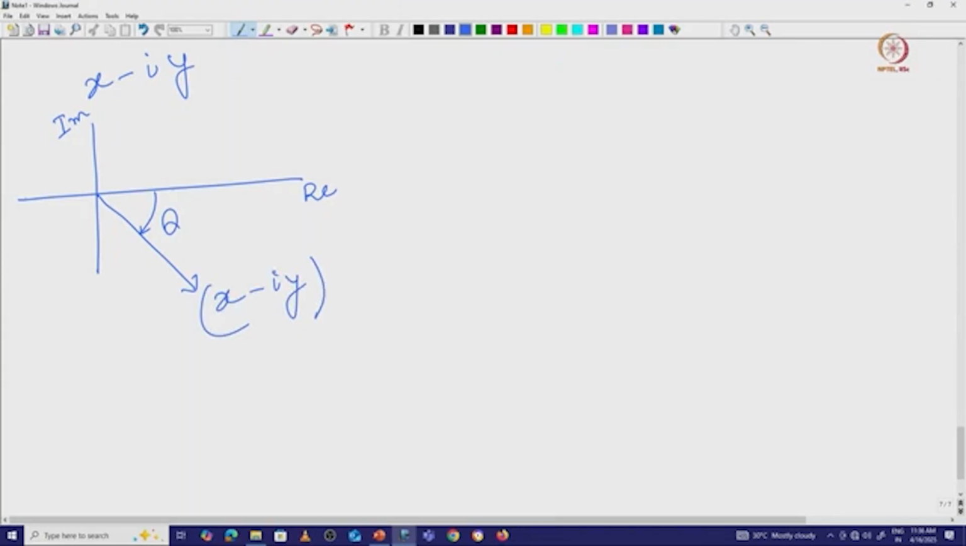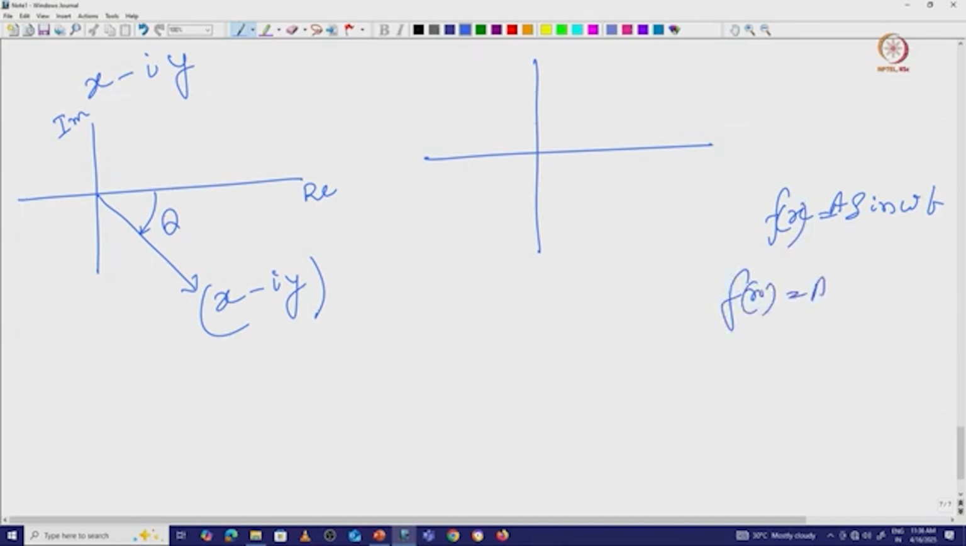Now, if we want to represent these things just like a wave that we already discussed, right, that okay, a sine omega t, or if we consider f of x equals a sine omega t plus theta, where theta is the phase difference. So if we consider a simple one, a sine omega t, how can we represent it?